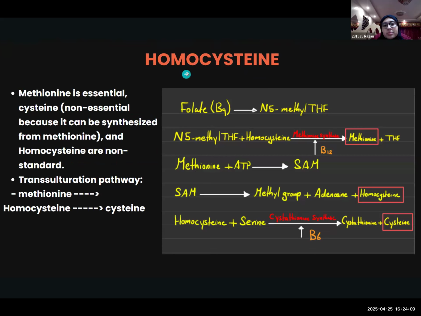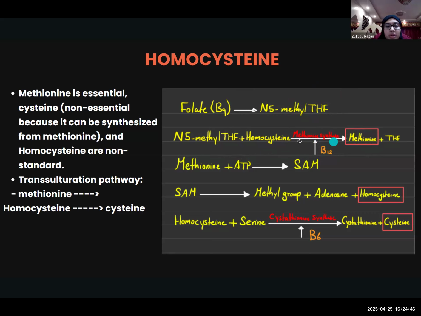Then we have homocystinuria, also one of the high-yield diseases. So here's the pathway that I mentioned, and I'm going to go over it again. First, we have folate, which is B9. From folate, you get N5-methyl tetrahydrofolate. You take this N5-methyl tetrahydrofolate, in addition to homocysteine, and you get methionine and tetrahydrofolate in the presence of the enzyme methionine synthase and the vitamin B12, cobalamin.